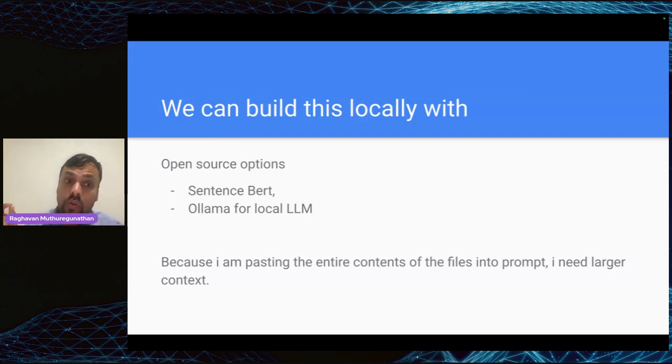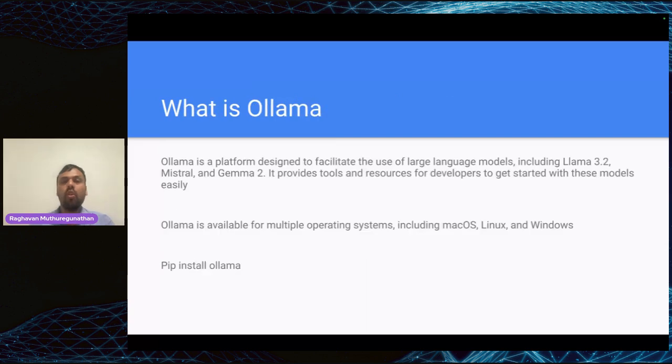I can continue to use SentenceBERT for the embedding part, and then instead of using GPT-4o, I can actually use Ollama. Ollama for local LLMs. What exactly is Ollama? Ollama is a platform that is designed to facilitate the use of large language models like Llama 3.2, Mistral, Gemma, etc. on your laptop. With just a simple pip install ollama, you can start to use Ollama on your laptop.